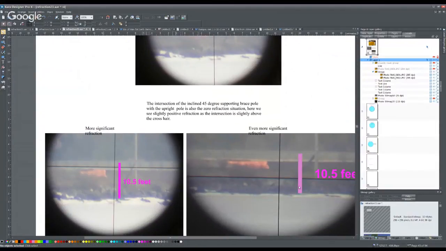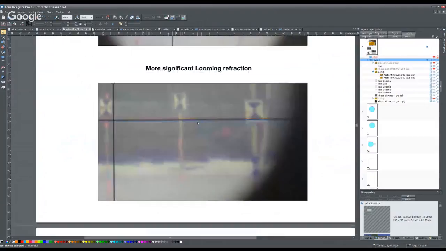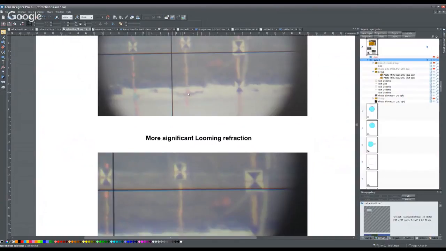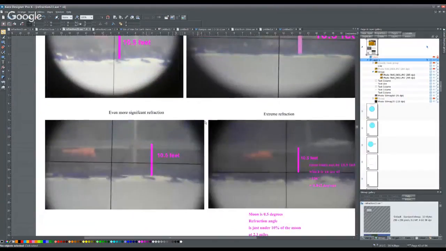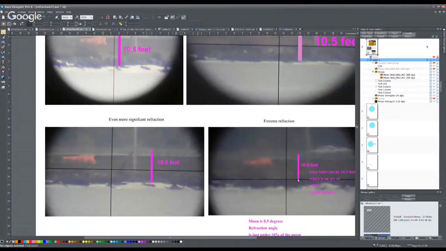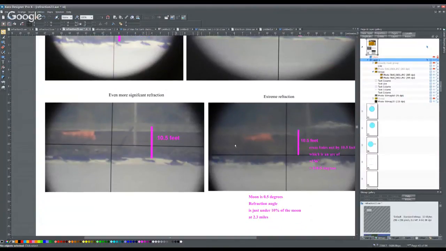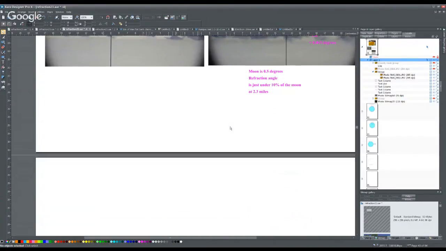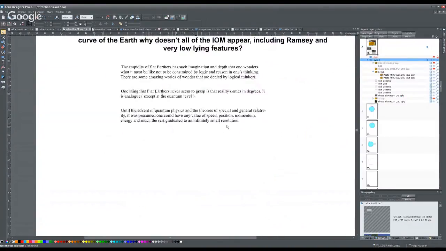So he's getting a movement of 10.5 feet from where, in this shot here, the base is. He's actually had it move from here to here in the process of these photos, 10.5 feet in 2.1 miles, and that represents an angle of 0.43 degrees. The moon is 0.5 degrees, so it's about 10% of the size of the moon, and subsequently he's been doing some experiments in which it's got actually twice that change. Right, so that's what refraction is.